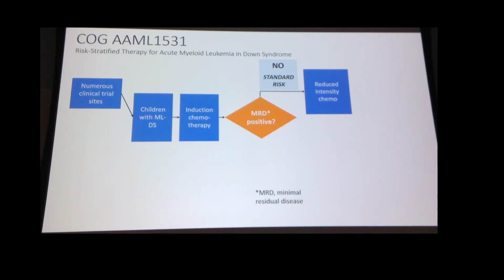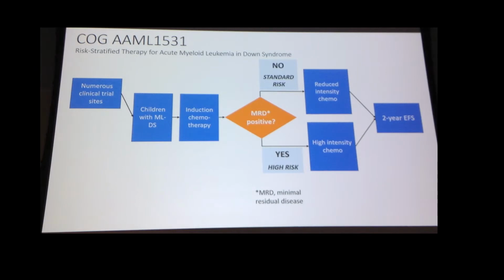Those who did not show minimal residual disease were classified as standard risk. So again, this had nothing to do with cytogenetic findings in these kids. This is purely presence or absence of minimal residual disease. If minimal residual disease was absent, these were standard risk kids and they were treated with a reduced intensity chemotherapy protocol. If they were MRD positive, the kids were classified as high risk and they went on to receive high dose, high intensity chemotherapy of the type that a kid without Down syndrome would get. And then the study started to look at 2-year event-free survival.